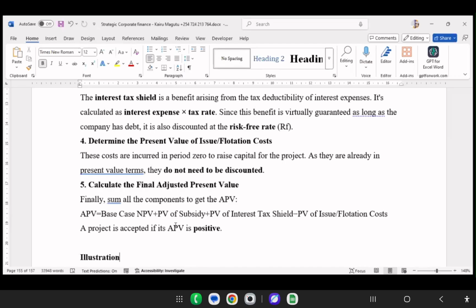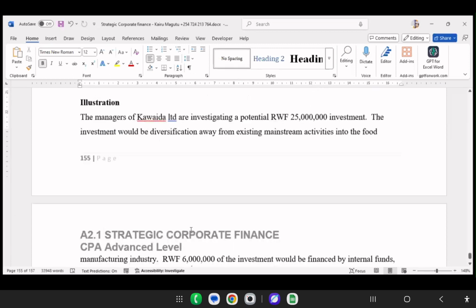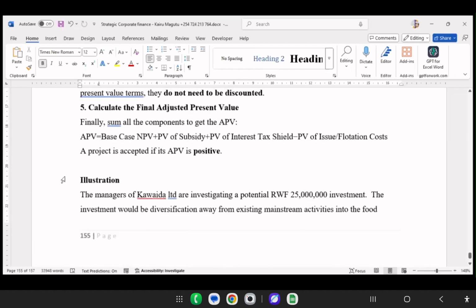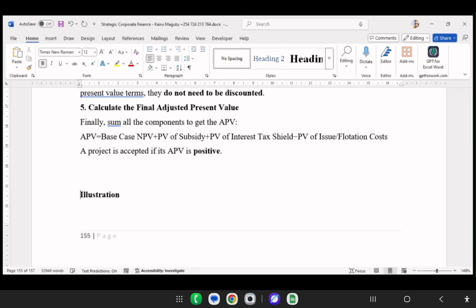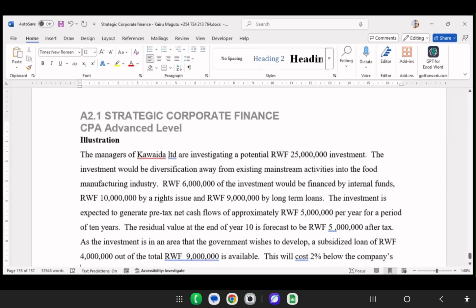So a project is accepted if APV is positive, and it is rejected if APV is negative. So that is the argument that we have when it comes to this method of the APV in project evaluation. Anytime you are evaluating a project and you are faced with those scenarios, it is good to use the APV. And very fast, I want to explain this using a small illustration, so that at least we can understand before we move to the past paper questions.